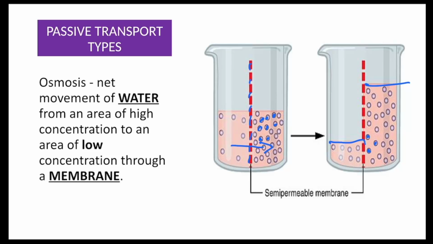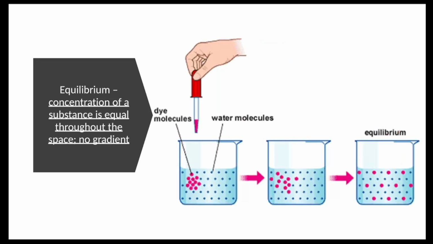So literally that water is working against gravity. That's how bad nature wants to be in equilibrium with solute and the solution and the solvent. So we call that equilibrium when the concentration of the substance is equal throughout the space in the solution. And that's going to happen naturally.